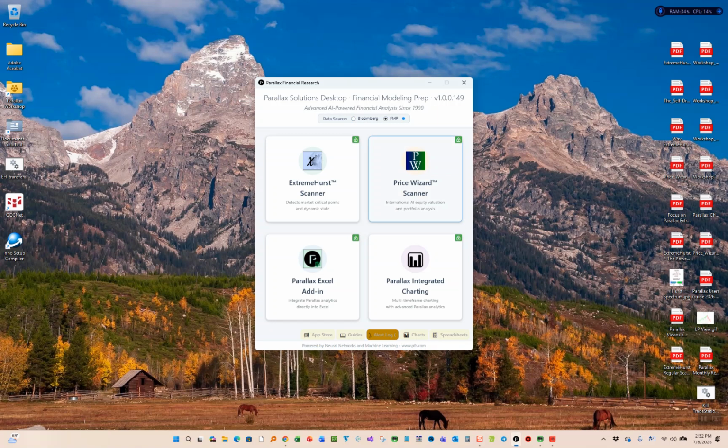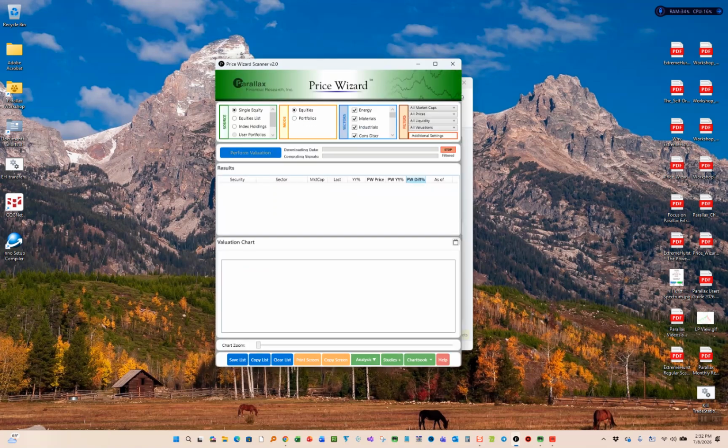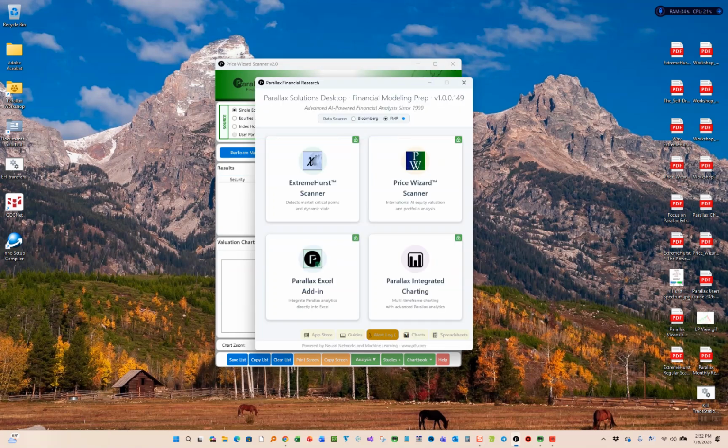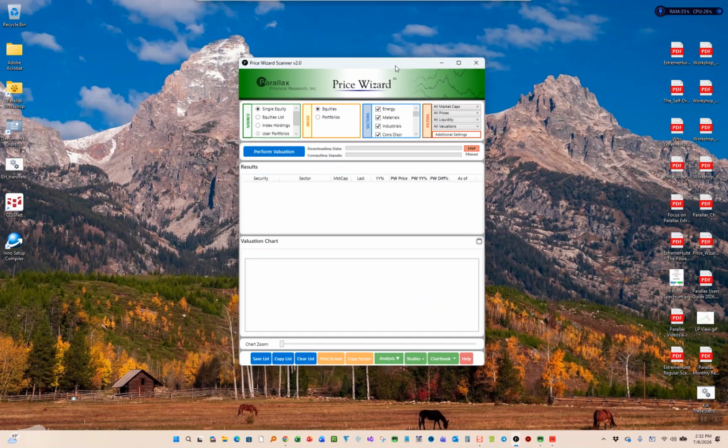But I do want to show you the full power of it. So let's start up Price Wizard Scanner. It looks a lot like the Extreme Hearts scanner, but again, quite a different problem we're solving. What we're using are a series of 15 neural nets that have been pre-trained to evaluate what a particular stock is worth, and it'll give you the history.